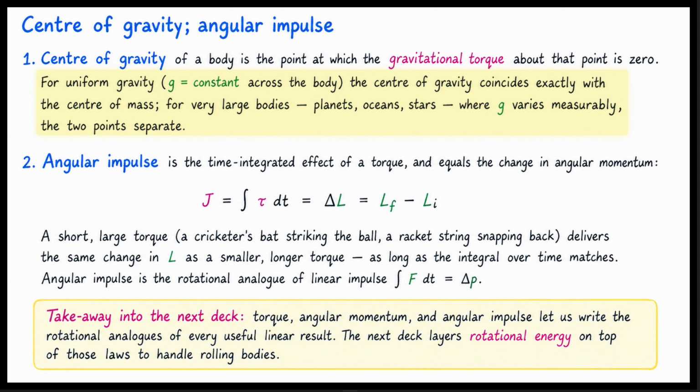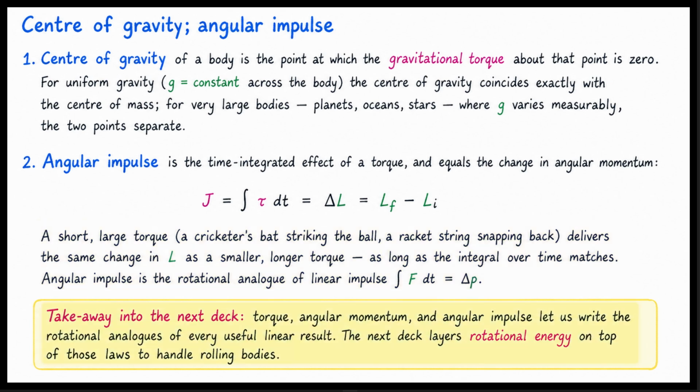Angular impulse is the time-integrated effect of a torque, and it equals the change in angular momentum. So J equals the integral of tau dt, which equals delta L, which equals Lf minus Li. A short, large torque, such as a cricketer's bat striking the ball or a racket string snapping back, delivers the same change in L as a smaller, longer torque, as long as the integral over time matches. Angular impulse is the rotational analog of linear impulse, where the integral of F dt equals delta p. Take this idea into the next deck.